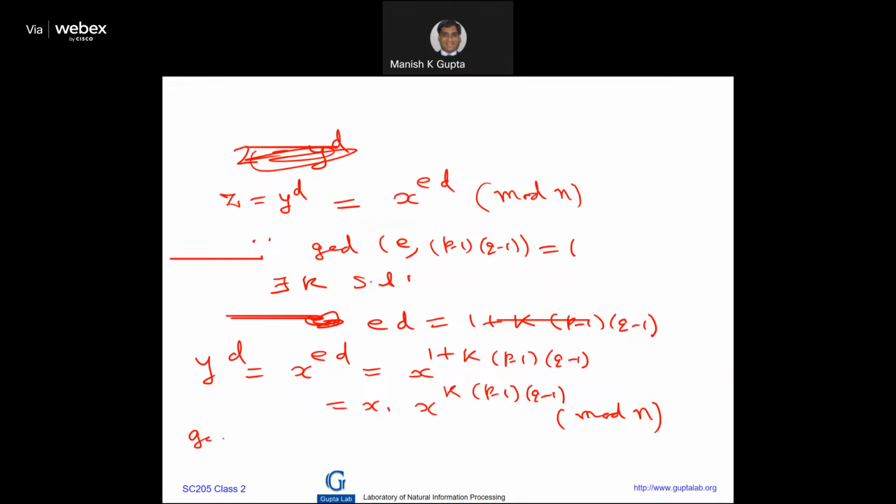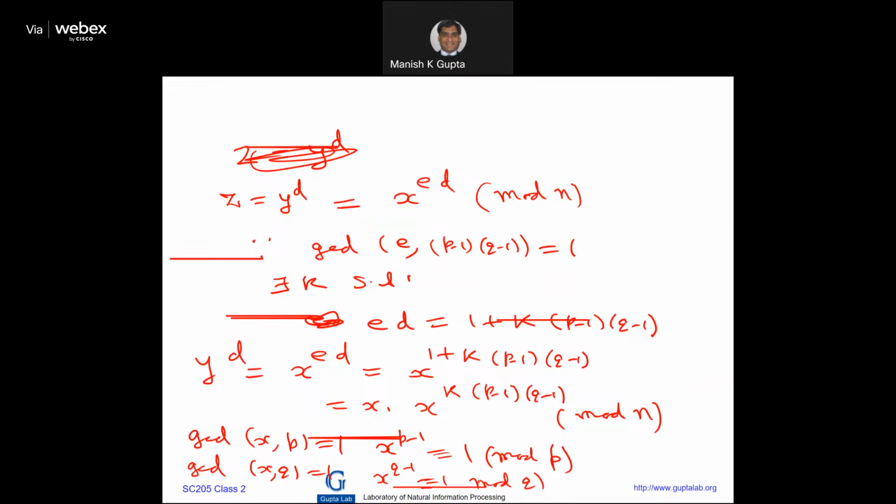Now actually I'm going to use this fact, since GCD of X and P is 1, X raised to power P minus 1 is congruent to 1 mod P, by Fermat's little theorem. Similarly, GCD of X comma Q is 1, X raised to power Q minus 1 is congruent to 1 mod Q. So when I take this quantity X raised to power K times (P minus 1) into (Q minus 1), I look at this quantity and I reduce it to mod P. Using Fermat's theorem, I will get rid of this term, right?